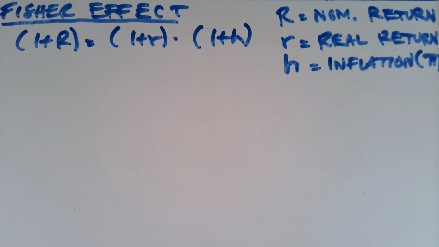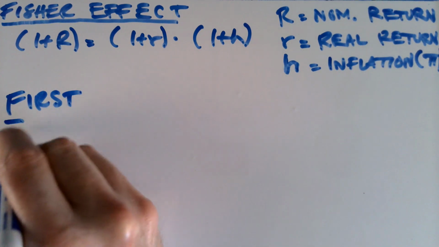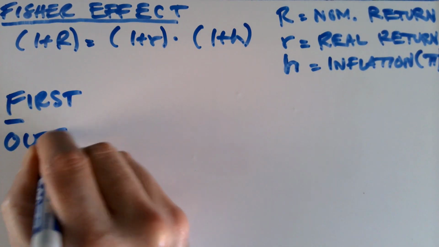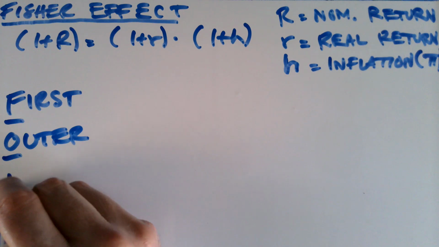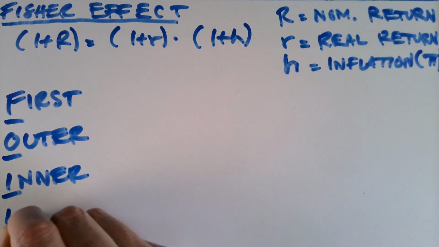Well, the first thing we could do is to expand that right-hand side using the FOIL method. Let's talk about what FOIL means. First, outer, inner, last.